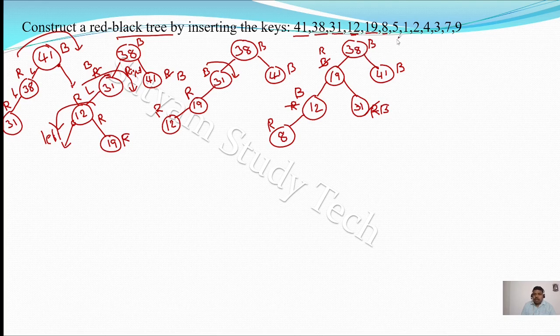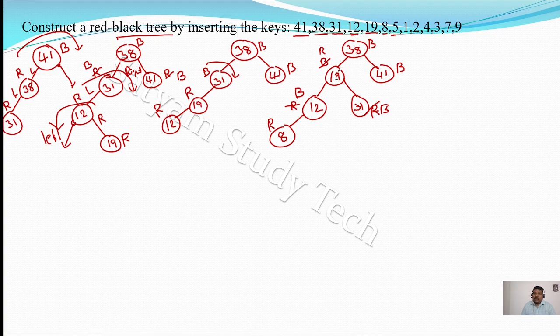Now you can see whether, after changing this, it satisfies the red black tree property or not. Here the root node is a black node, so in this path how many black nodes are there? Two black nodes. Here also two black nodes, and here also two black nodes. There are three paths, and each and every path has an equal number of black nodes. Then you have to add the next element, 5.